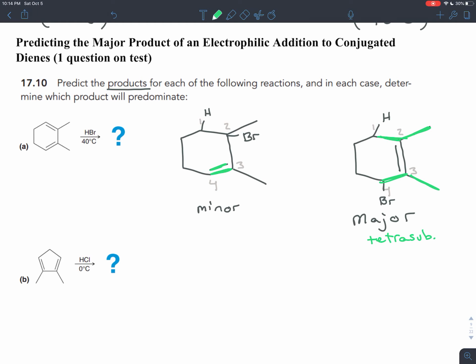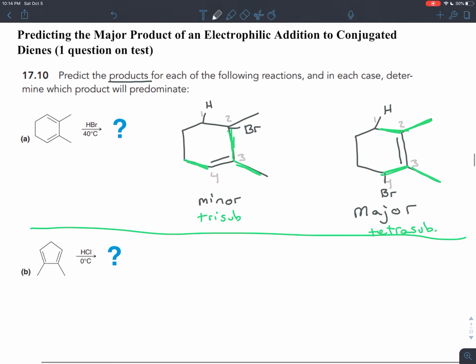Whereas this other one has just 1, 2, 3 carbons bonded to the double bond. It's tri-substituted. So this 1,4 product is the more stable product, and at high temperatures diffusion is not an issue, so you can form that product. You can get the bromine to diffuse fast enough to form that more stable product.